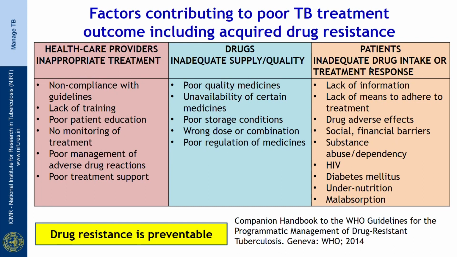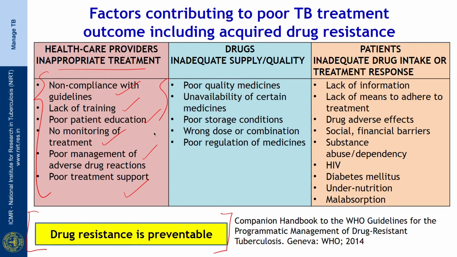So, this is the final slide of my session, which shows that drug resistant TB is preventable, considering the challenges it poses in terms of management. The factors that contribute to acquired drug resistance can be divided into 3 different categories. From the healthcare provider perspective, it might be due to inappropriate treatment, which is due to non-compliance with guidelines, lack of training, poor patient education, no monitoring of treatment, poor management of adverse drug reactions and poor treatment support. So, it is important that all these factors are addressed to prevent drug resistance.